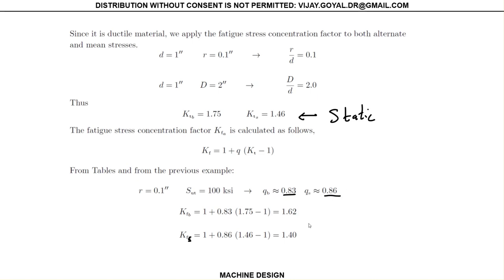There are different charts for this, not the ones that you have in your textbook. So it approximately gives you that. That would give you a value of fatigue stress concentration of 1.62 in bending and 1.40 for shear.